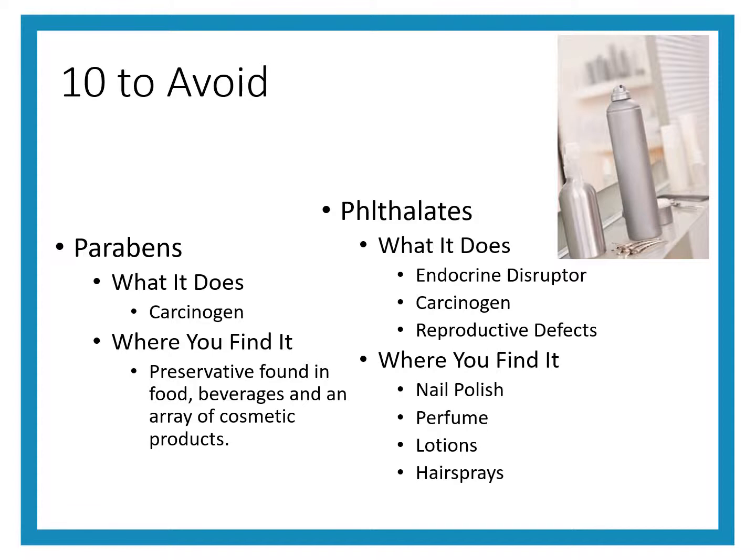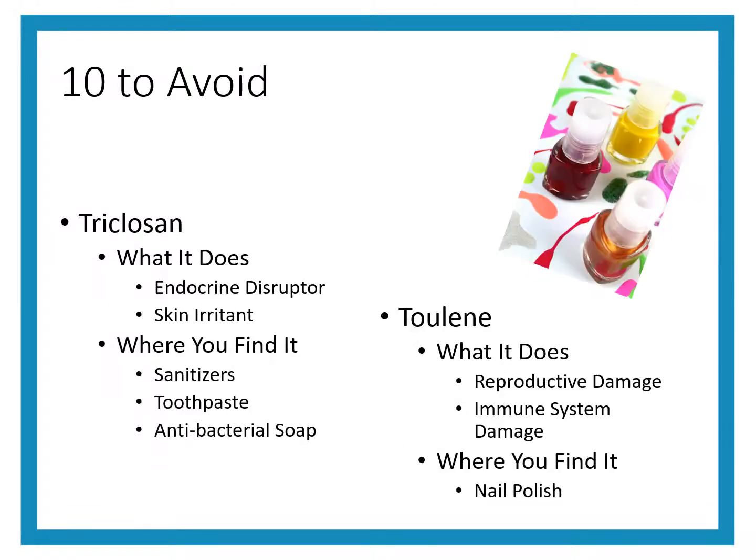Parabens are preservatives. They're found in food, they're found in beverages, and they are found in a wide array of cosmetic products. So this is one to really pay attention to. Phthalates, first and foremost, are an endocrine disruptor, so they do things to your hormones. They are also a carcinogen, and they cause reproductive defects. You sometimes find these in nail polish. You might find them in perfumes, lotions, or hairsprays. So these two seem to be the two that we hear a lot about these days. Be on the lookout for those.